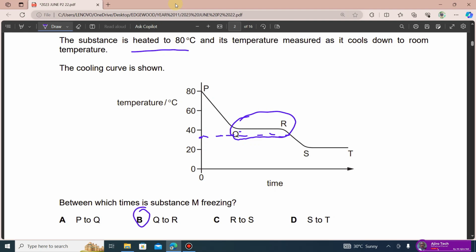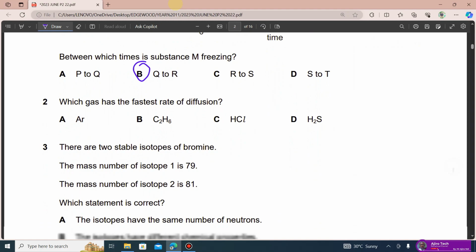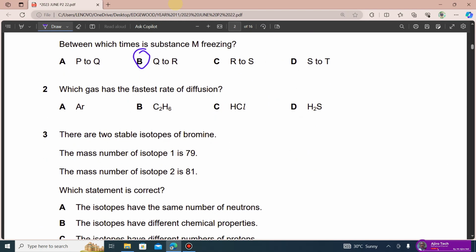Okay, so we go to the next question. Which gas has the fastest rate of diffusion? Now, to know the gas with the fastest rate of diffusion, all we simply need to do is to get the masses of each of the gases given. So we want to get the mass of argon from the periodic table. So we could simply consult the periodic table all the way down the paper.